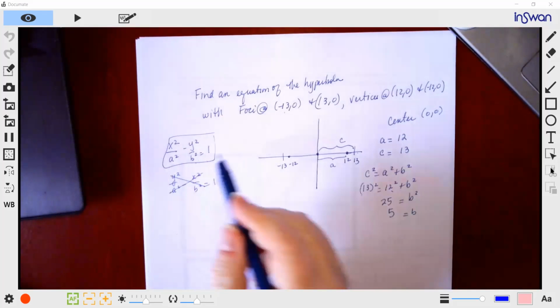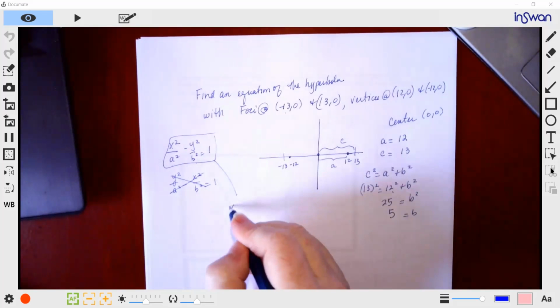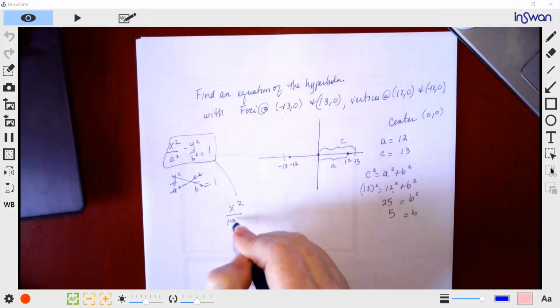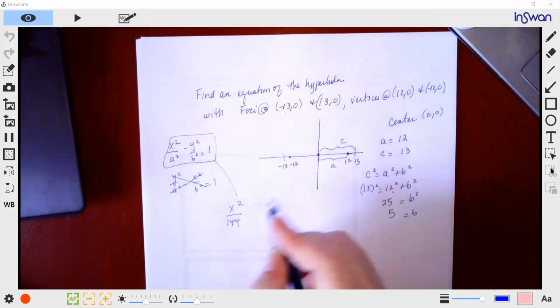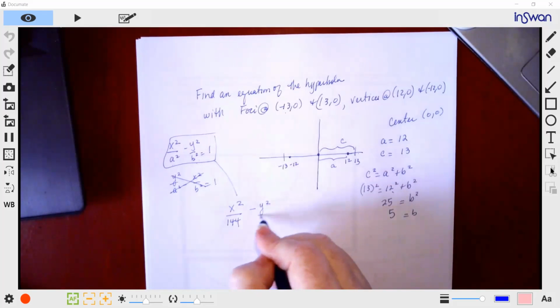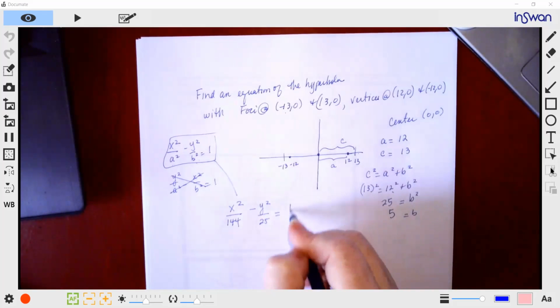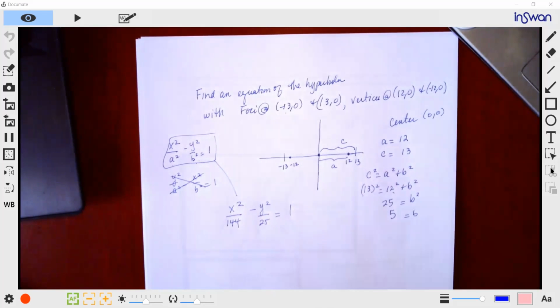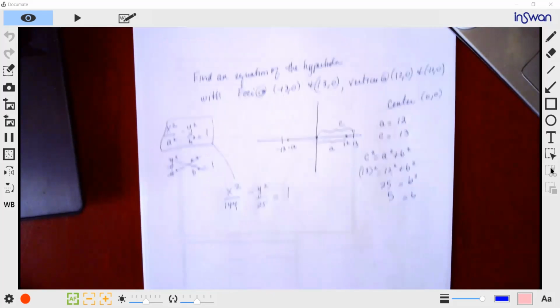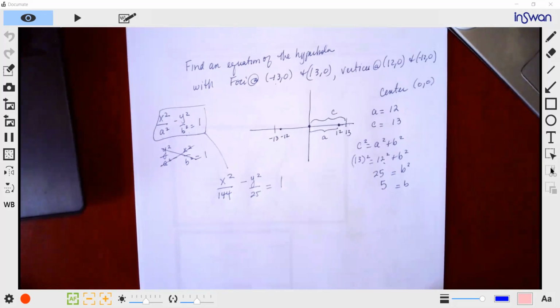Just plug in A and B and we get the equation x squared over 144, which is 12 squared, minus y squared over 25 is equal to 1. Pretty cool, huh? Any questions?